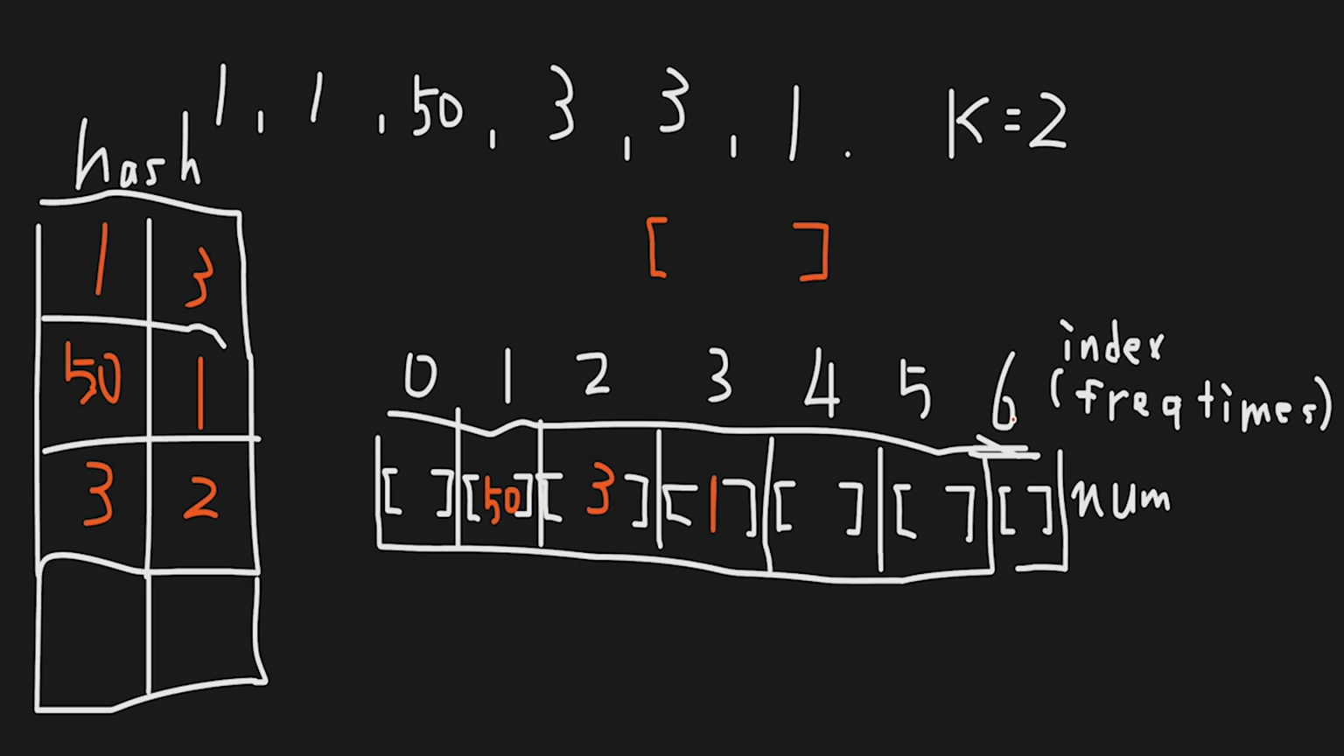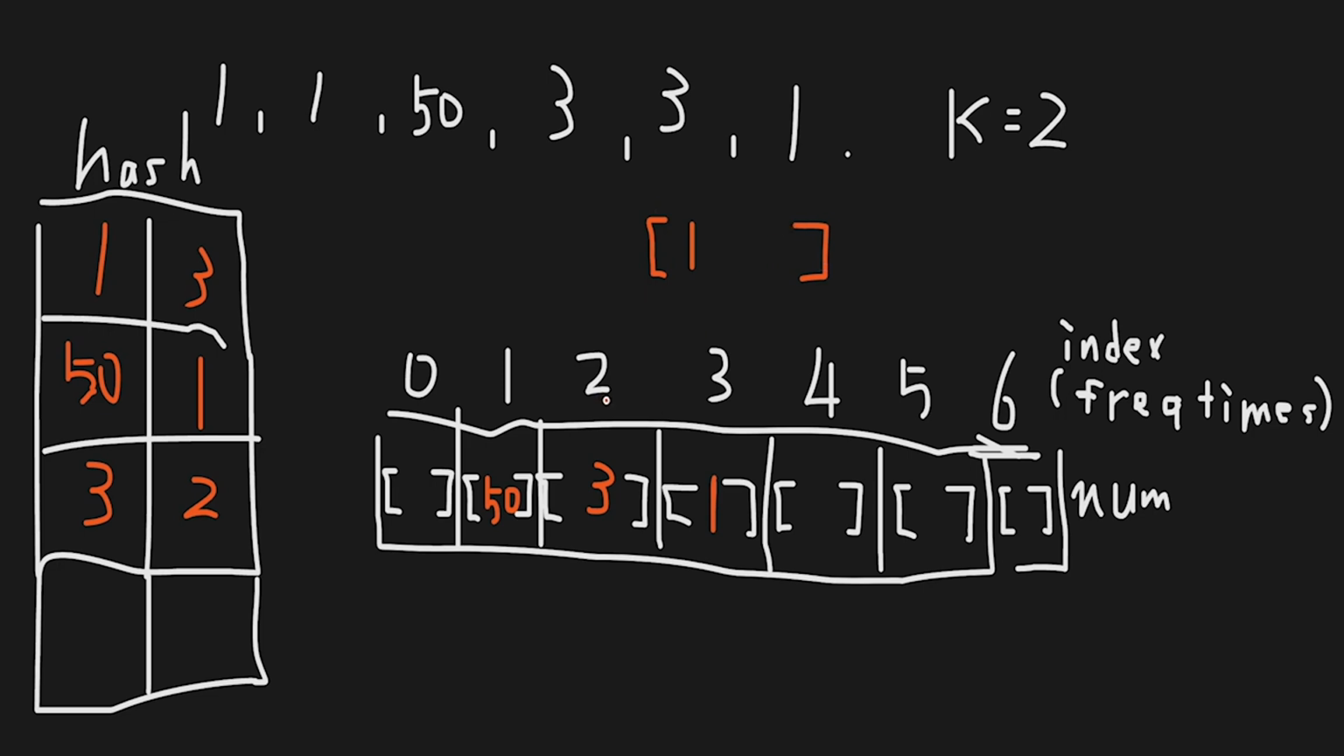So let's begin. At index 6, we don't have a number. At 5, we don't have a number. At index 4, we don't have a number. At index 3, we have a 1. So I put 1 here. So the length of the return value is 1.